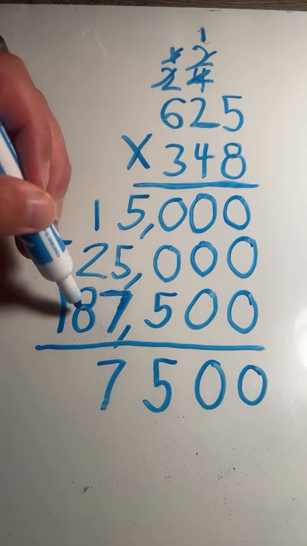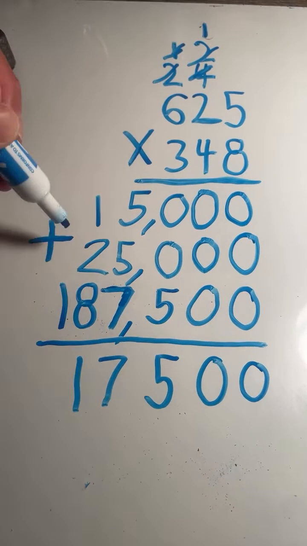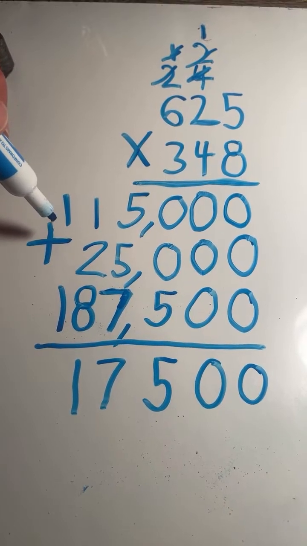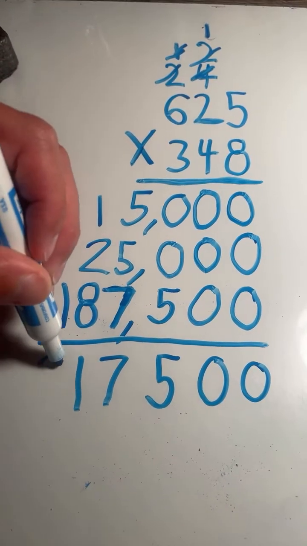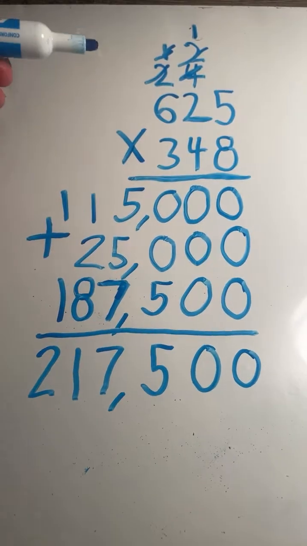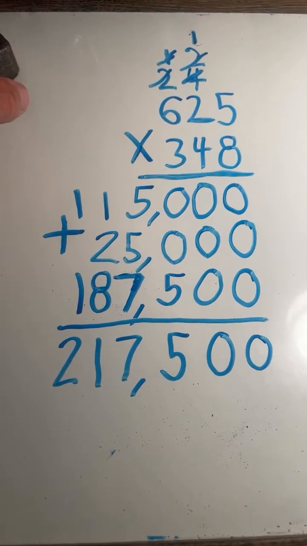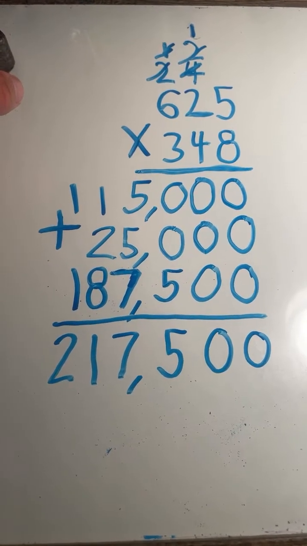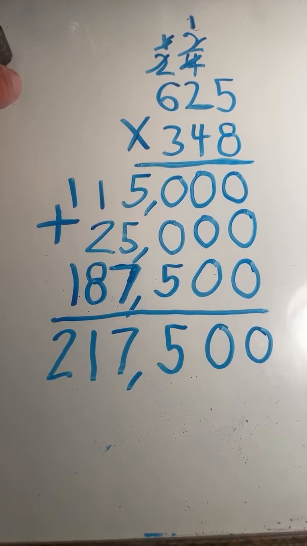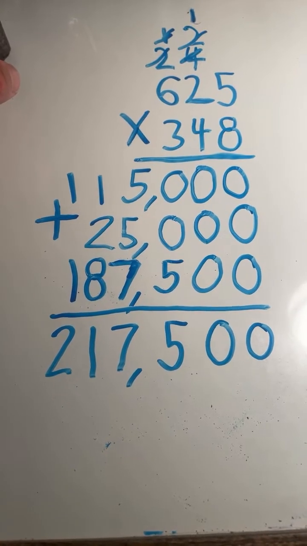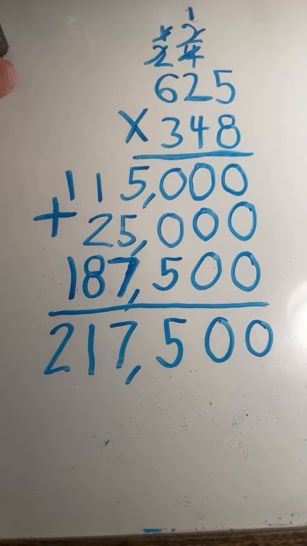1 plus 2 equals 3. Plus 8 equals 11. 1, carry the 1. 1 plus 1 equals 2. And we have our final answer. 625 times 348 equals 217,500.